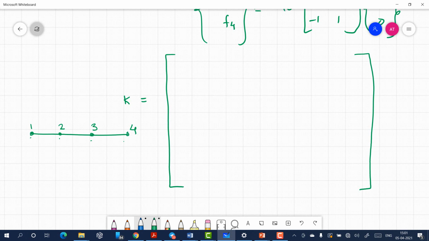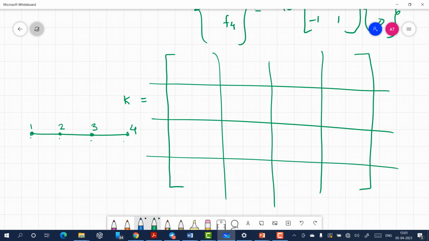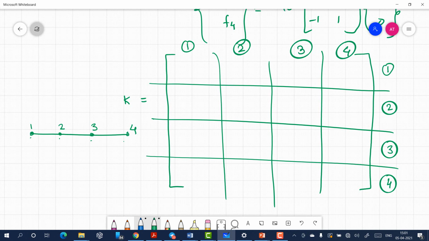Now, in order to do that, a simple thing I can do is divide it into 4 rows and 4 columns. So 1, 2, 3, 4 and 1, 2, 3, 4. Let me name these as degrees of freedom. So 1, 2, 3, 4, and then here I have 1, 2, 3 and 4. Okay, and now I will just put it simply.